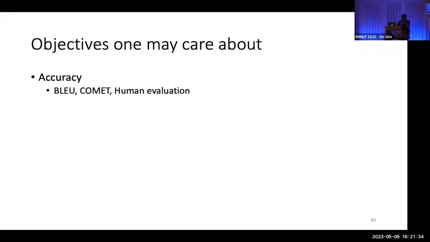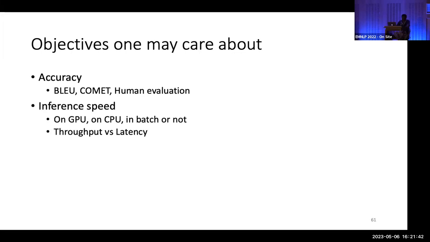Okay. So I'll just list a couple of objectives people care about. You could have different kinds of accuracies. You can have inference speed, and inference speed can have different kinds, right? Speed on a GPU or on a CPU. Also speed if you're doing things in batch versus one line at a time, that's very different. And also there's a difference between throughput and latency, right?